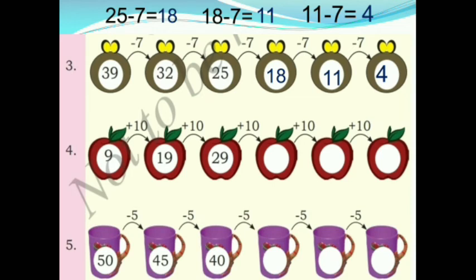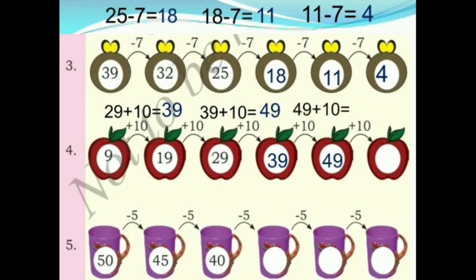See the next question. Add 10 to each number. 9 plus 10, 19. 19 plus 10, 29. 29 plus 10, 39. So we should write 39. 39 plus 10, 49. So we should write 49. 49 plus 10, 59. So we should write 59.